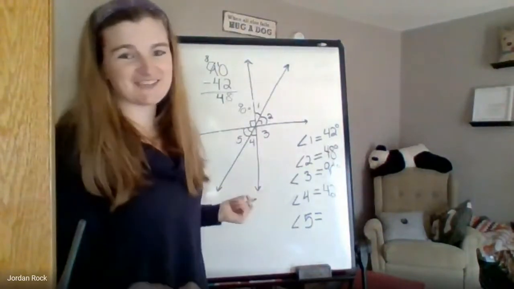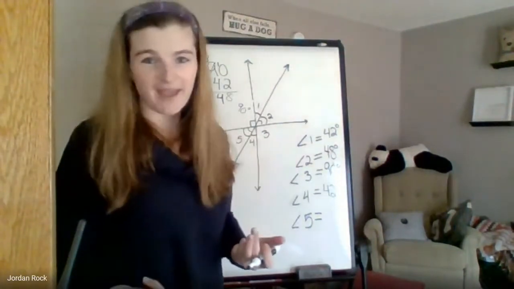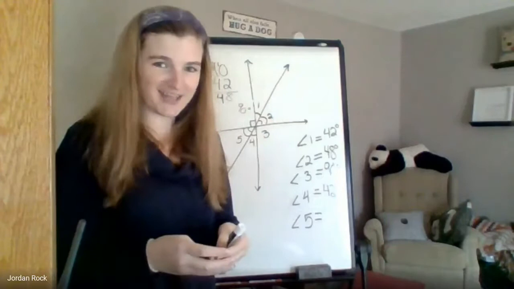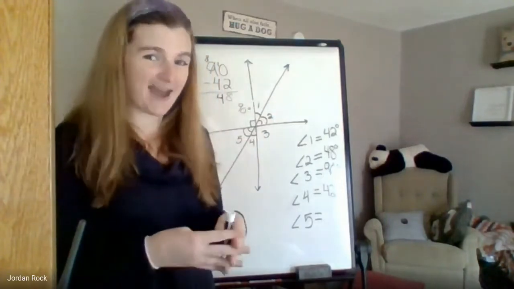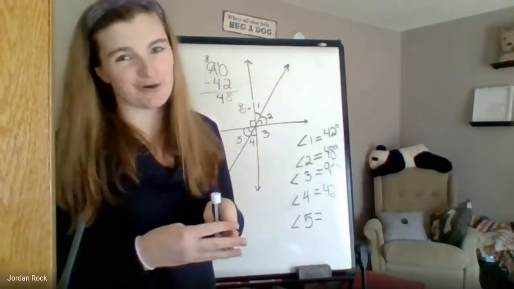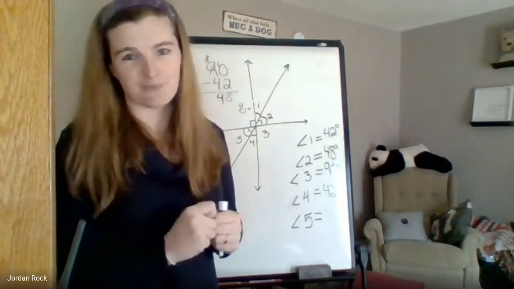Okay, we're almost done. Now we just have to figure out angle 5. And you already know what angle 5 is. Because of vertical angles, angle 2 and angle 5 have to be congruent. So we already know it because of that. But there's another way that we can prove it.